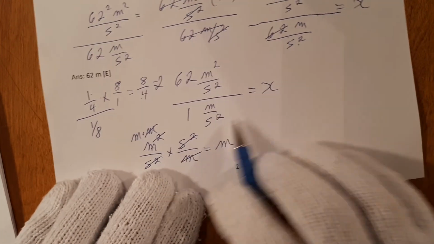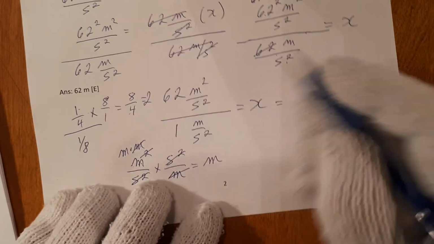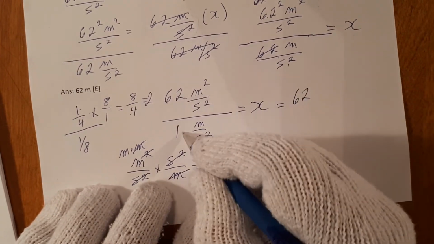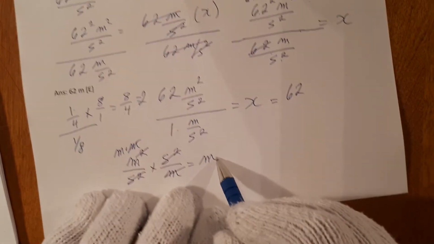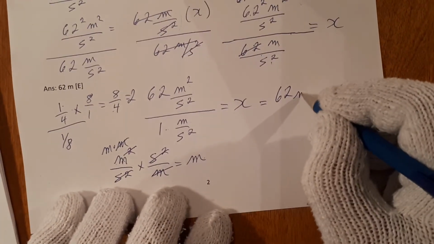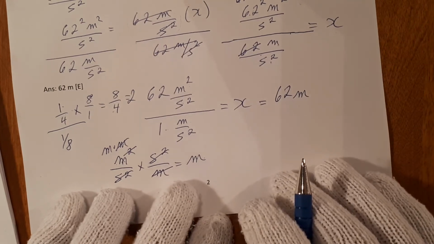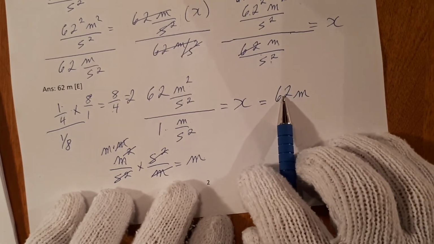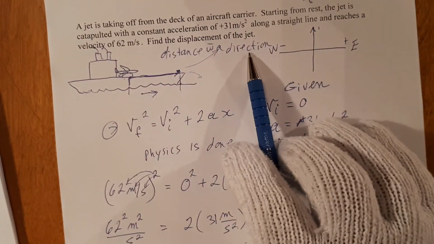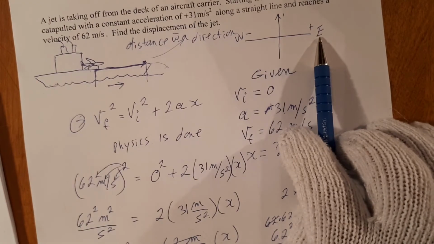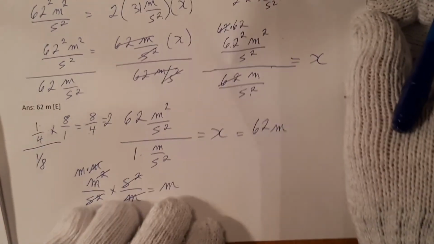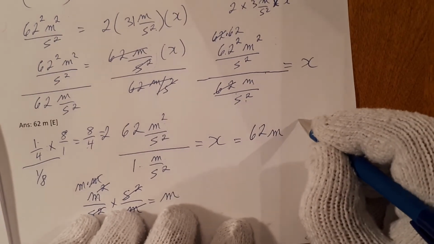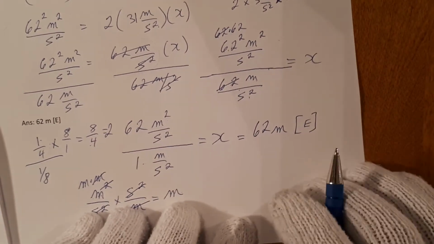Now that we've done all of this, this is equal to, we have 62 divided by 1, which generally isn't written down, and the units come to meters in the numerator, 62 meters. And since displacement is a distance with a direction, and we know it's going east, according to our coordinate system, therefore, the answer for displacement is 62 meters east.